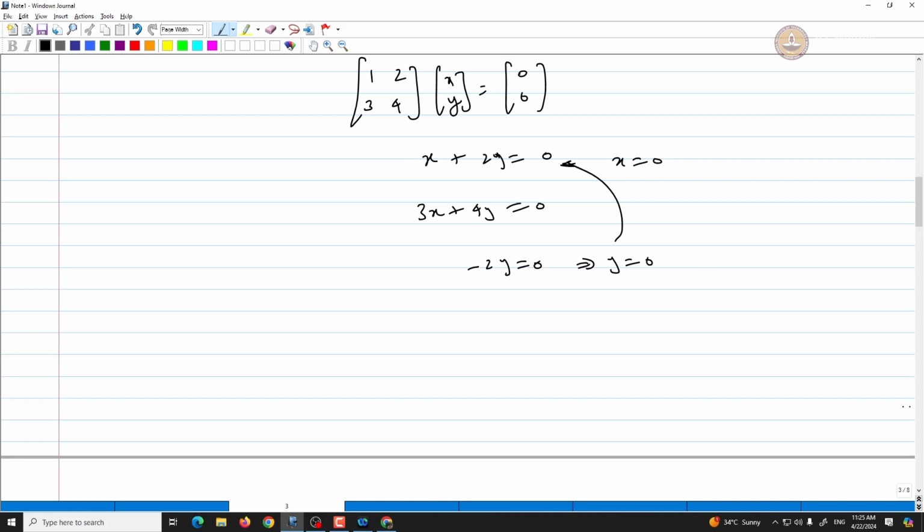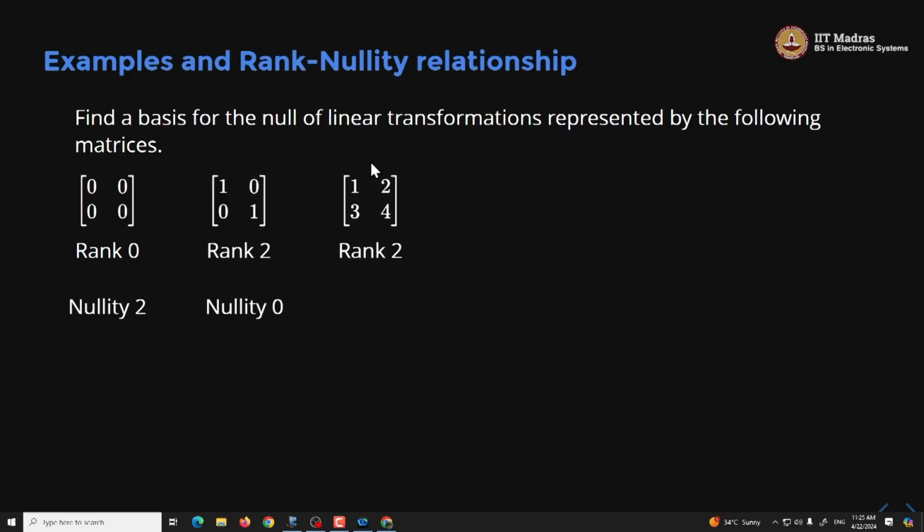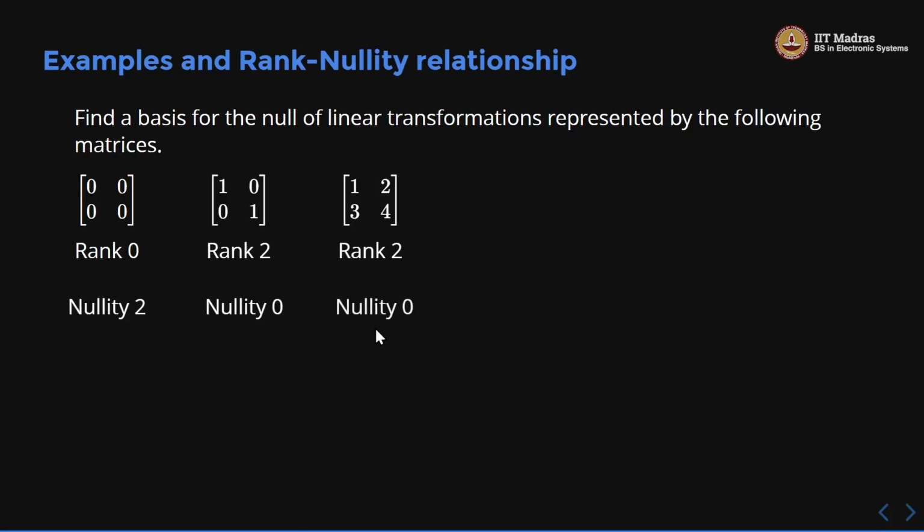So for this also, the null space: null equals origin. There's nothing else in this other than the null space. So here also nullity will become 0.